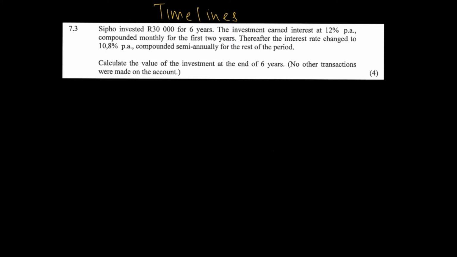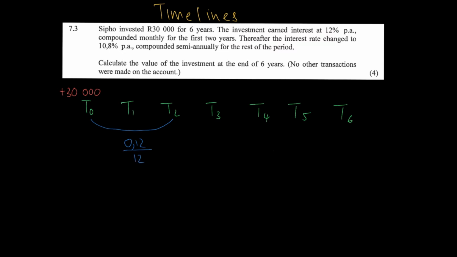We also know that we need to set up our timeline for 6 years. So we begin with T0, which is our starting point, initial, T1 1 year later, T2, T3, T4, T5, and finishing off with T6. It tells us that SIPO invests 30,000 Rand. So he does this initially. So at T0 is where he deposits the 30,000 Rand. And then it tells us that it earns interest at a rate of 12%. So we would write that as 12 divided by 100, which is 0.12. And then we need to divide that by 12 because it is compounded monthly.